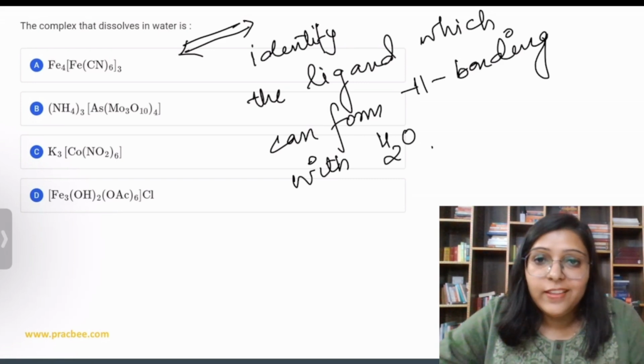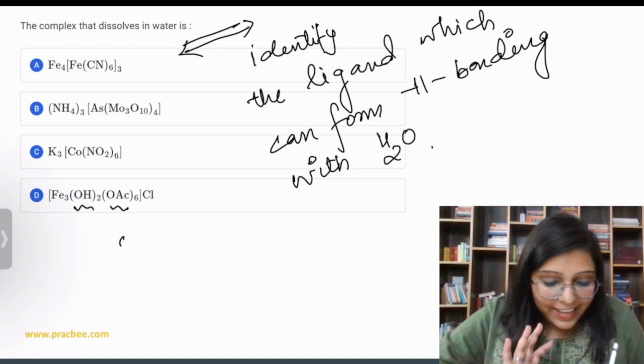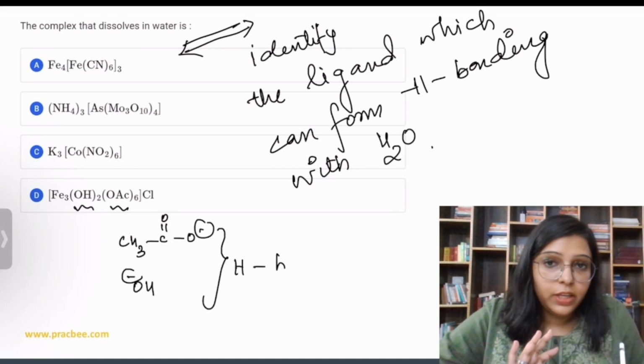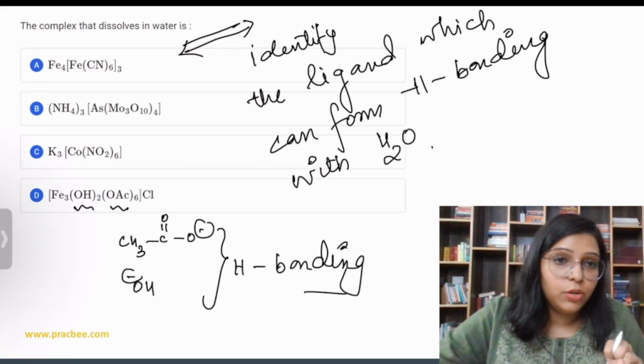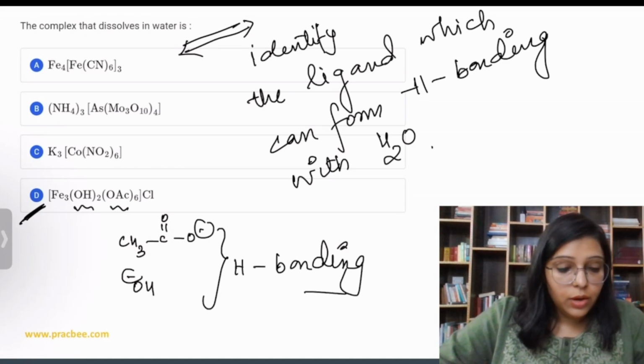So if you see all the ligands, we have this OH and OAc, CH3 C double bond O minus, and OH. So they can form hydrogen bonding. If they can form hydrogen bonding, it means this complex is going to be soluble in water. So option number D. Now next question.